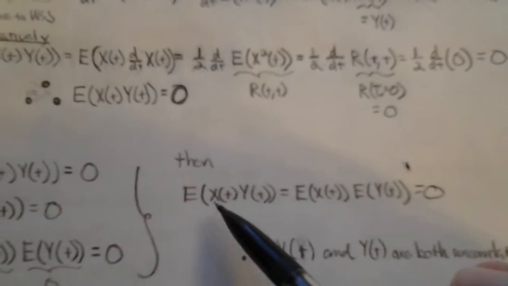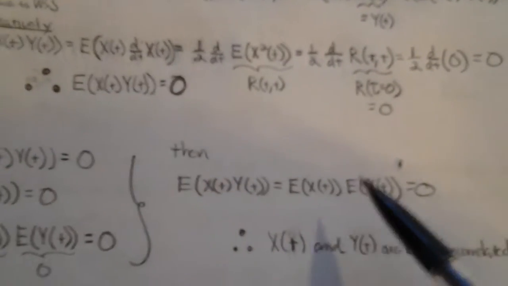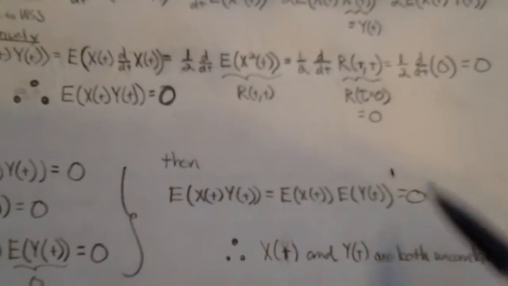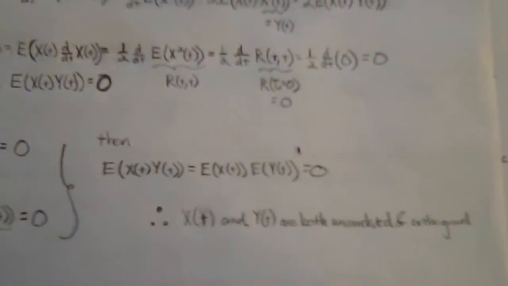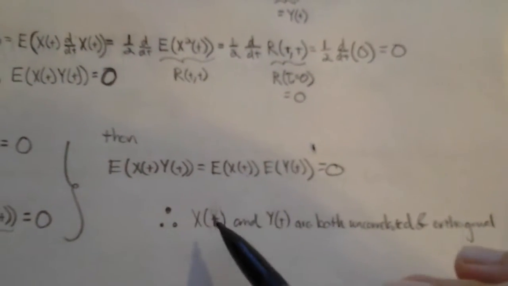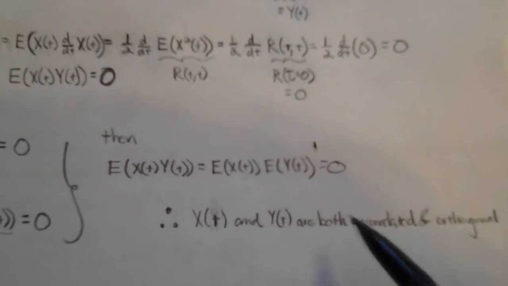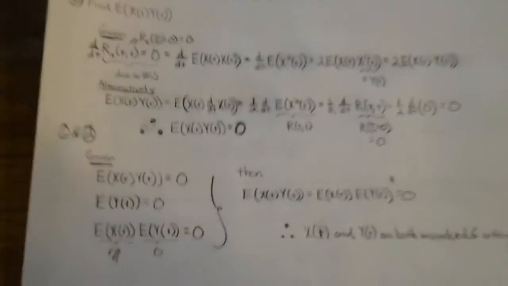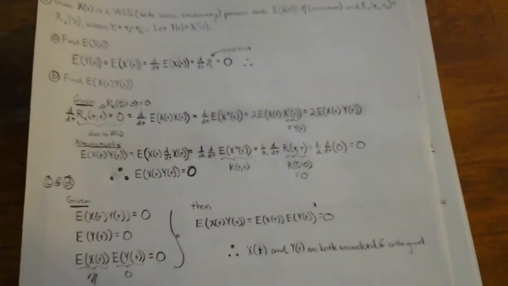Since the expected value of our product is equal to the product of our individual expected values for the two variables, we prove that these two variables are uncorrelated. Furthermore, because this term right here is equal to 0, that abides by the definition of being orthogonal. Hence, what we show is that x and y are both uncorrelated and orthogonal. Hence ends our proof for problem number 1 of homework 8.